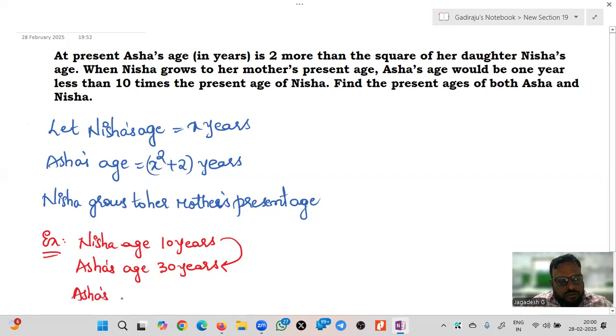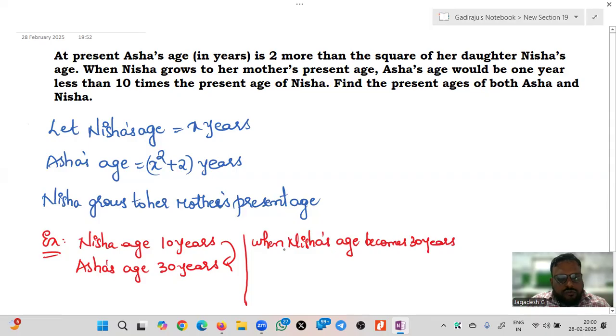This is the first instance. So when Nisha comes to her mother's age, that means when Nisha's age becomes 30 years, what will be Asha's age? Asha's age will be 50 years, is it not? That means there is a difference of 20 years. When Nisha's age increased from 10 to 30, that is 20 years, Asha's age also will increase by 20 years. That means Asha's age will become 50 years. So 30, her present age, plus the difference, that is 20 years, is how it became 50.